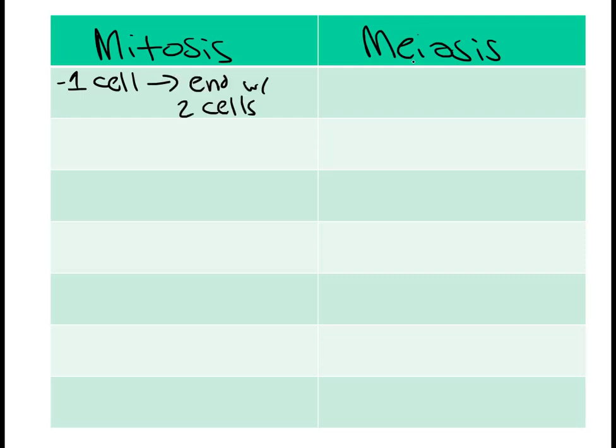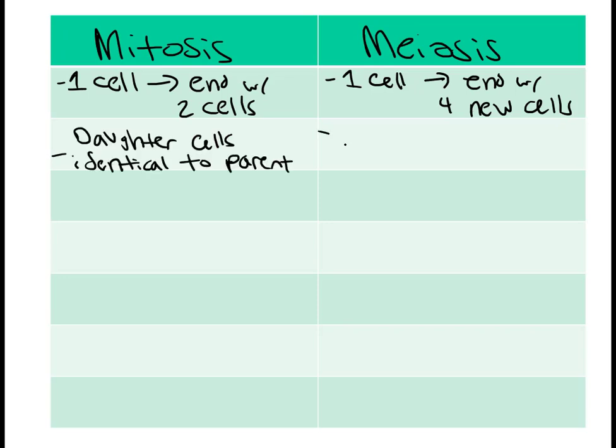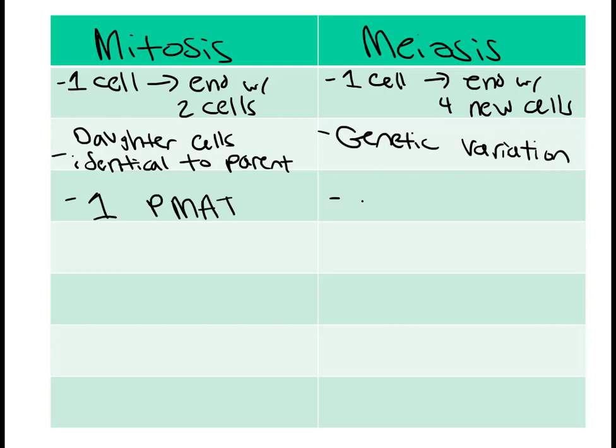So overall, if we were going to compare mitosis with meiosis, in mitosis, we're going to start with 1 cell and we're going to end with 2 cells. In meiosis, we're going to start with 1 cell and we're going to end with 4 cells. In mitosis, the daughter cells are identical to the parent. In meiosis, the new daughter cells are genetically different from the parent. There's genetic variation. In mitosis, we go through 1 cycle of prophase, metaphase, anaphase, and telophase. Whereas in meiosis, we go through 2 cycles of prophase, metaphase, anaphase, and telophase.